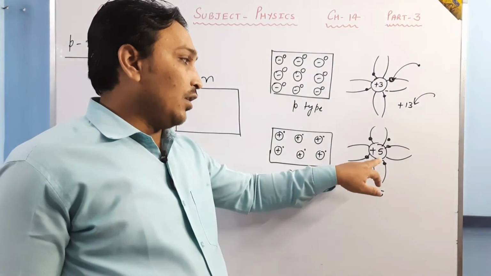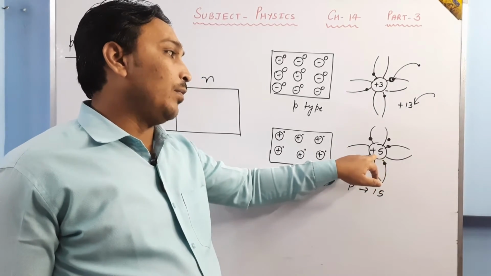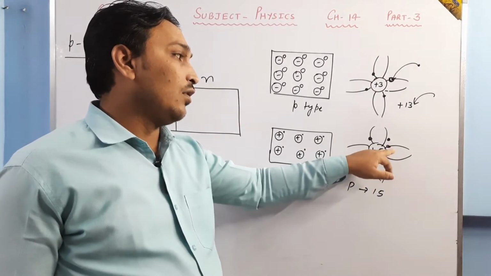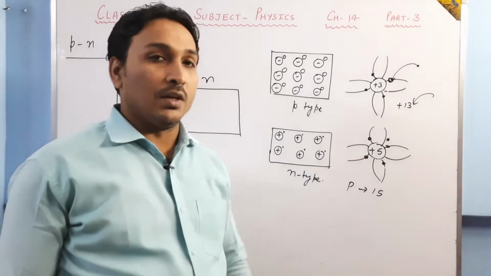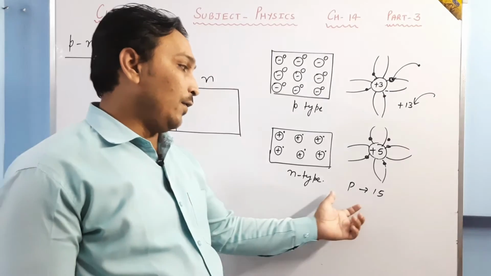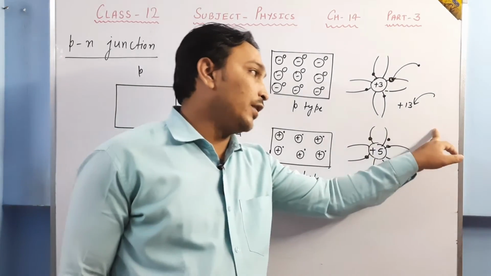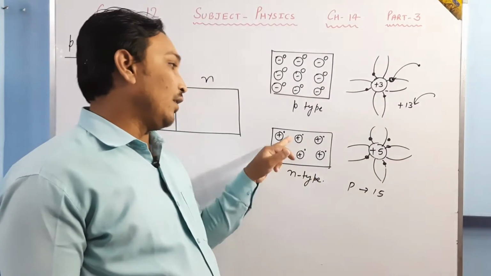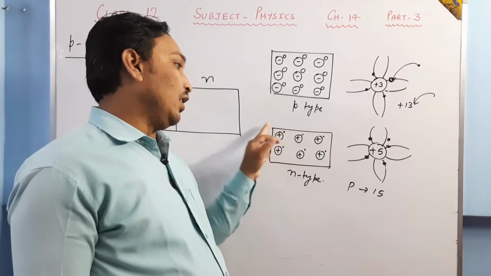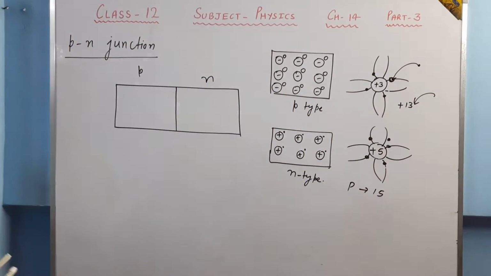In n-type semiconductor, there is a pentavalent impurity, 4 electrons plus 1, so 5 electrons. An example is phosphorus, atomic number 15, so 15 protons and 15 electrons are there. When this electron leaves its orbit, what will happen? It will have a smaller number of electrons, and that's why when this electron goes away, it is left with a positive charge. So this is how p-type and n-type semiconductors are made.